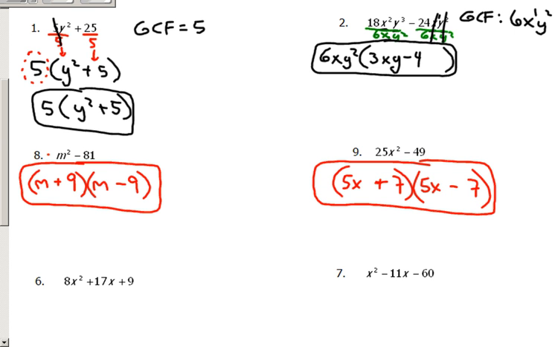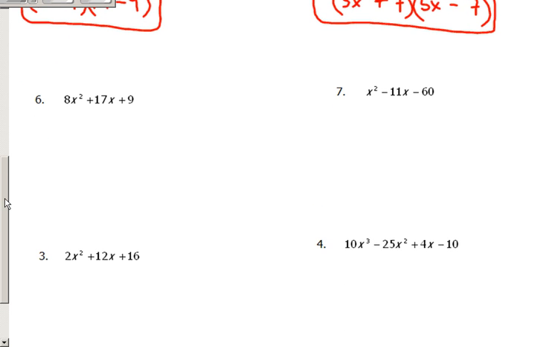Okay, so that deals with 2 terms. Now let's look at some that have 3 terms. Number 6. As I always say, 1, 2, 3, MAG. I count 3 terms. I know we have to do M, A, G. To get M, I'm going to take the first number, multiply it by the last number. So 8 times 9 gives me 72. My A is always going to be the middle number, which is 17.